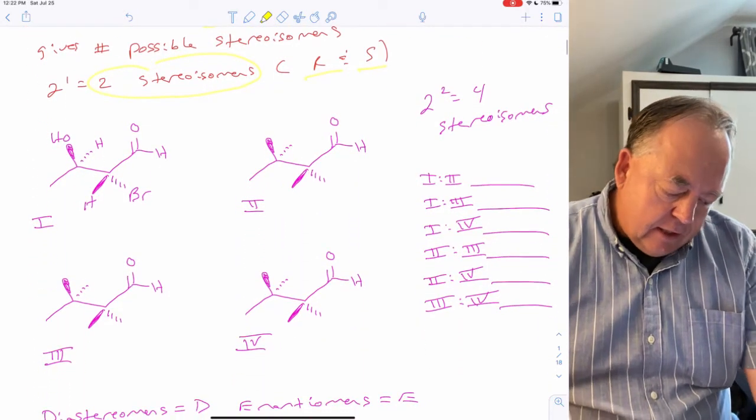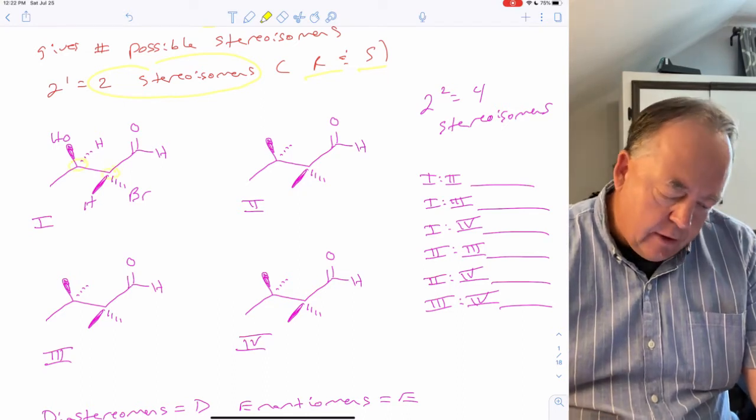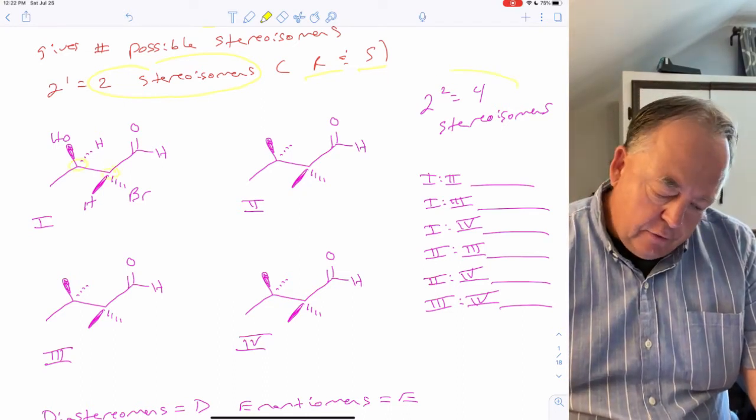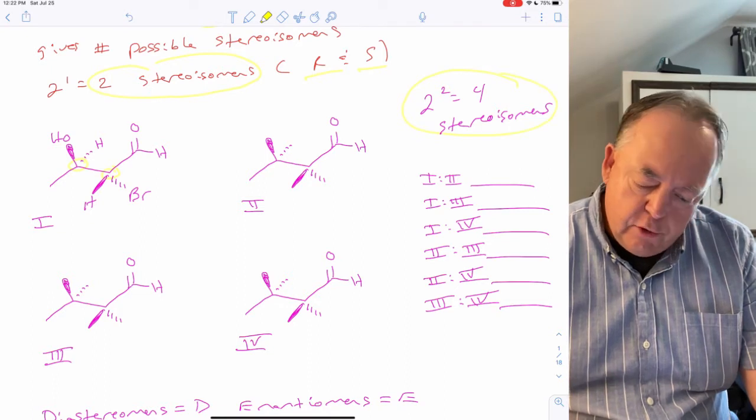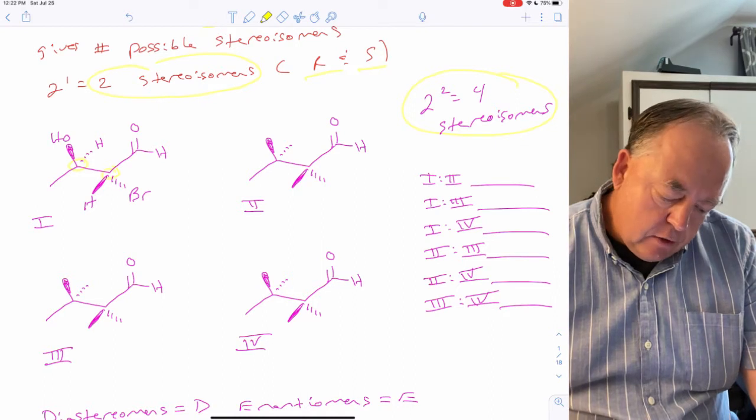If we take a molecule like this with 2 chiral carbons, both of these carbons are chiral, they both have 4 different things attached. So if there's 2 chiral carbons, then 2 to the 2, there's 4 different stereoisomers. So let's draw the other 3 stereoisomers.